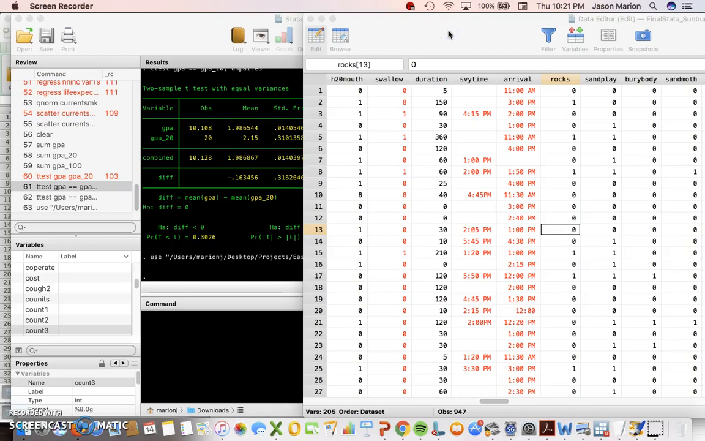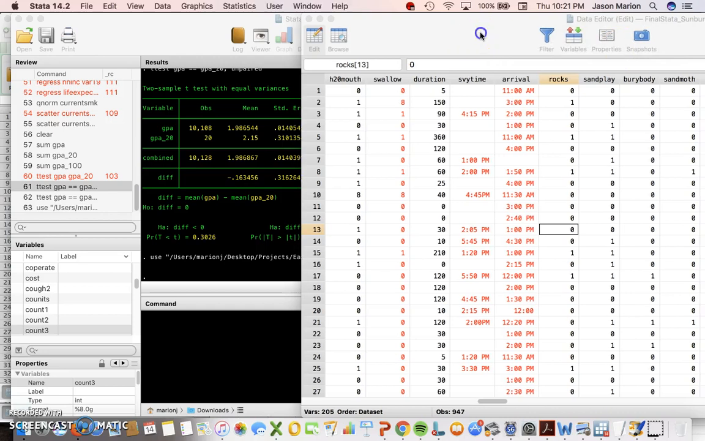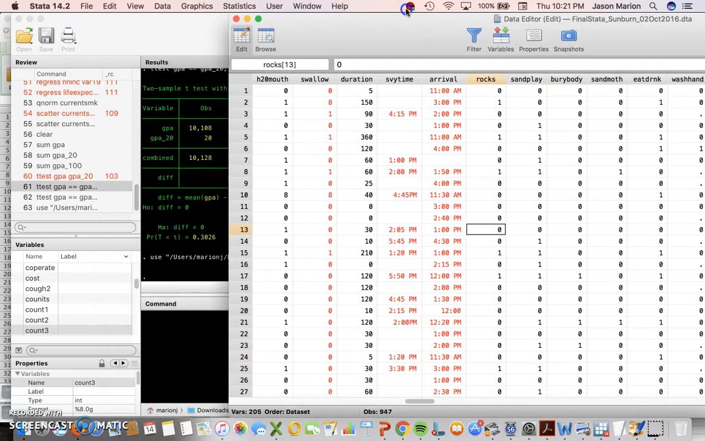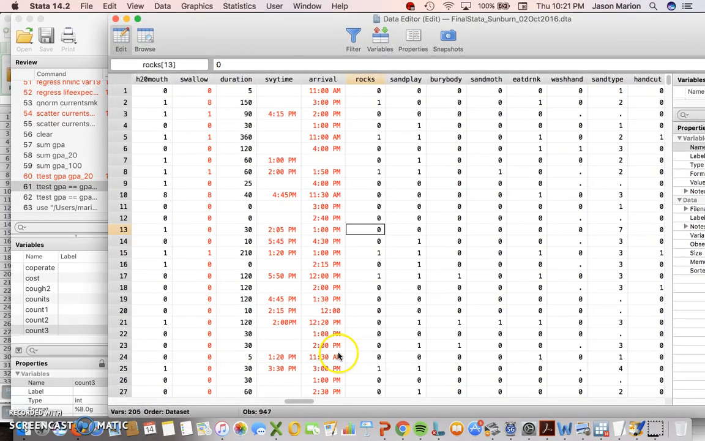Okay, so now instead of focusing on the total population versus the population estimate for a particular GPA, where you're calculating an average, now we're going to look at something where we're calculating an odds ratio. So I have data here for 947 people.